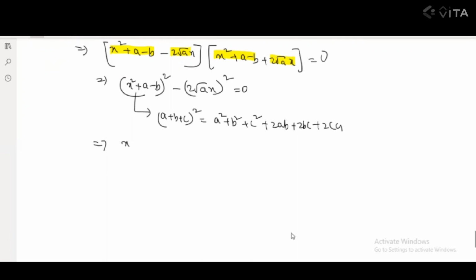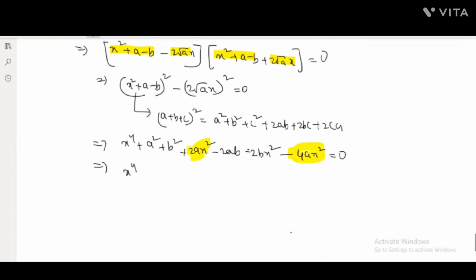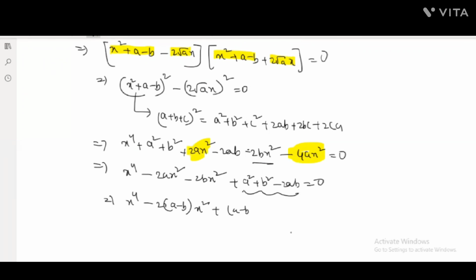that is a square plus b square plus c square plus 2ab plus 2bc plus 2ca. So this is equal to x power 4 plus a square plus b square plus 2ax square minus 2ab minus 2bx square minus 4ax square is equal to 0. So x power 4, here plus 2ax square and minus 4ax square, so it will become minus 2ax square, and next we have minus 2bx square. Next, the remaining are a square plus b square minus 2ab. So from here, if I take x power 4 and minus 2x square common, it will become minus 2 times of a plus b into x square, plus a minus b whole square is equal to 0.